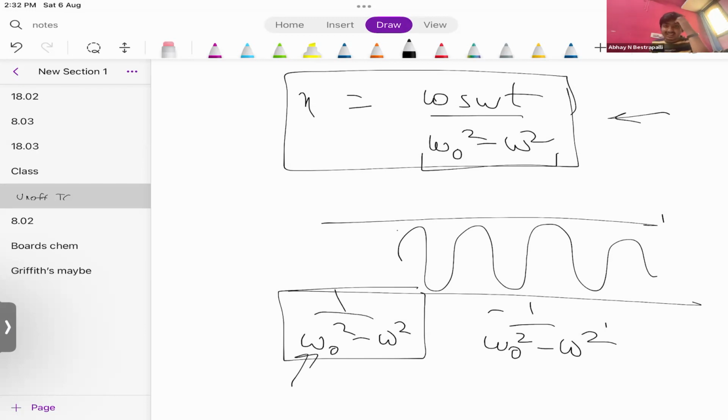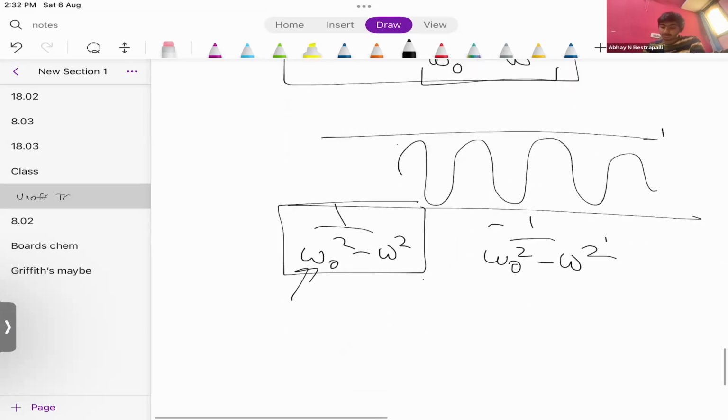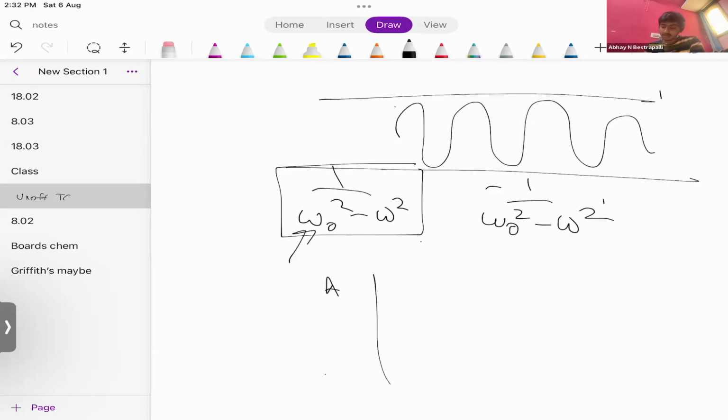Notice that if omega naught squared is equal to omega squared, the amplitude blows up. So if we write the amplitude as a function of omega, it will go something like this.